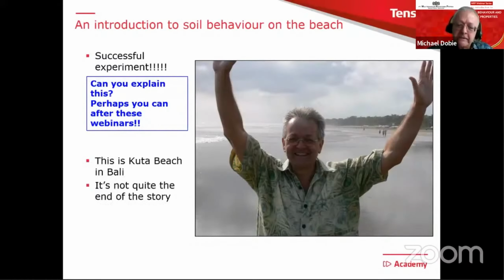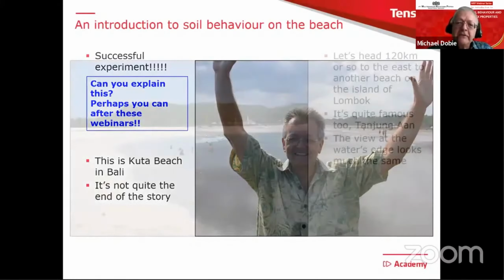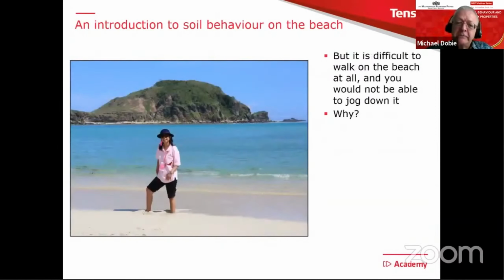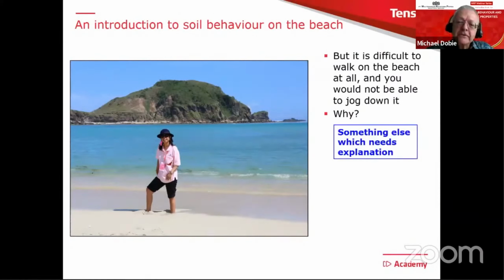That was Kuta Beach. And if we travel to the east about 120 kilometers, we come to a very interesting beach on the island of Lombok, Tanjung Aan. And when you look at the beach, it looks much the same. We have the sea at the end, there's some swimmers, there's no surfers this time. But if you try walking down this beach, it's almost impossible, and you certainly couldn't jog down it. So there's another question. Why is that the case? So something else we need to explain.